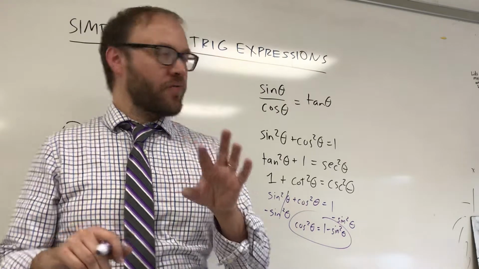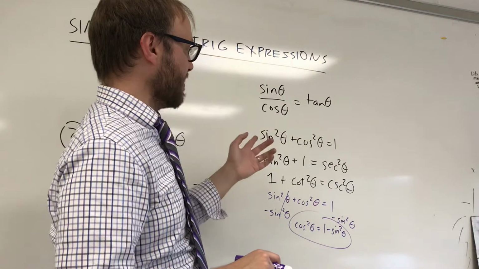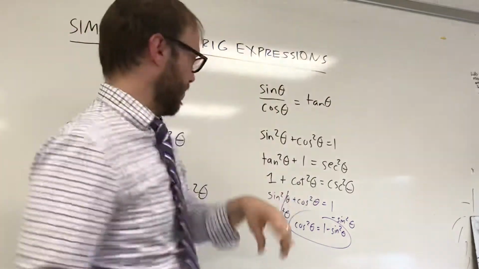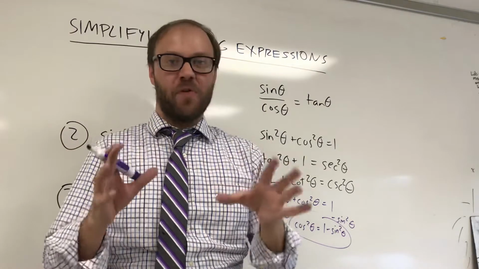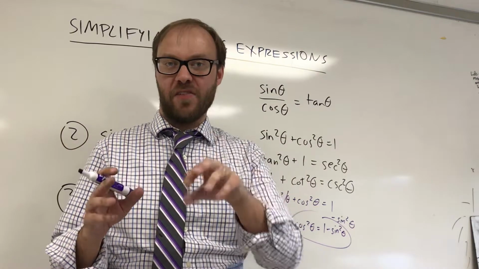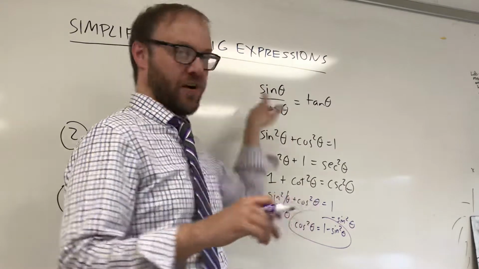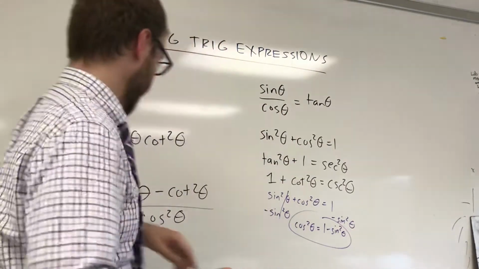But also remember that tangent is sine over cosine, and cotangent would then be the reciprocal of that. It would be cosine over sine. So some people will prefer to replace almost anything that's got a tangent or a cotangent with some version of sine over cosine. I don't do it every single time, but in this example I think it's going to be helpful.